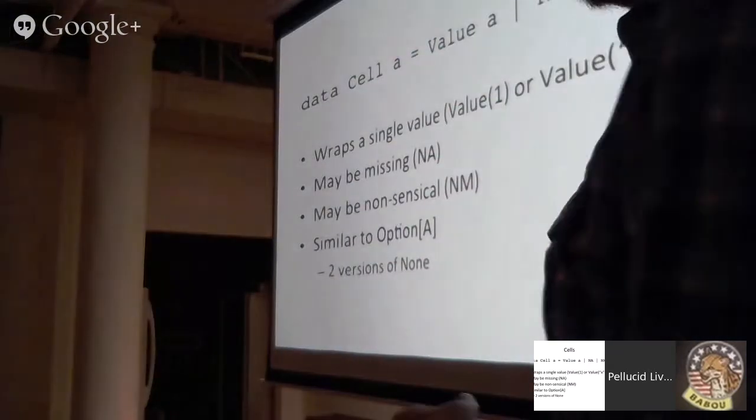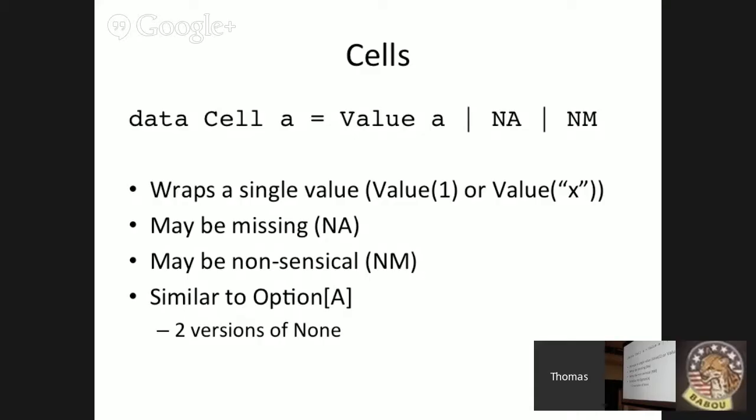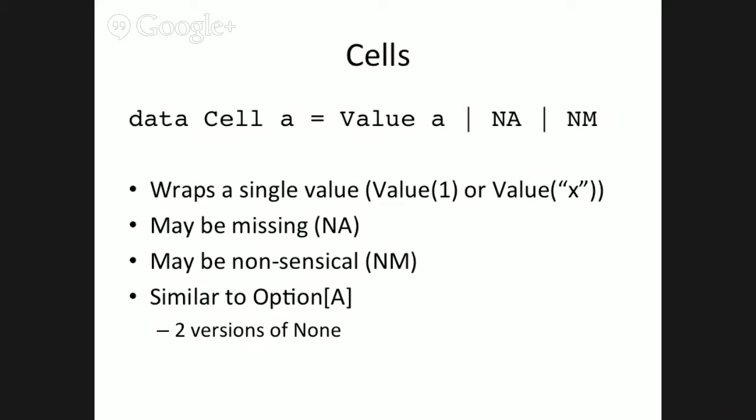Anyways, so basically, our cell types have three values: the value, the NA, and the NM. So the value wraps a single value. It's basically saying there's something there, and here's the value. The NA is like, this is missing. The NM is this is nonsensical. There's a value here, but it's bad. So you can see it is very similar to option, except we've added one extra case. Option has it's here or not here. We have it's here, not here, or it's here, but it doesn't make sense.